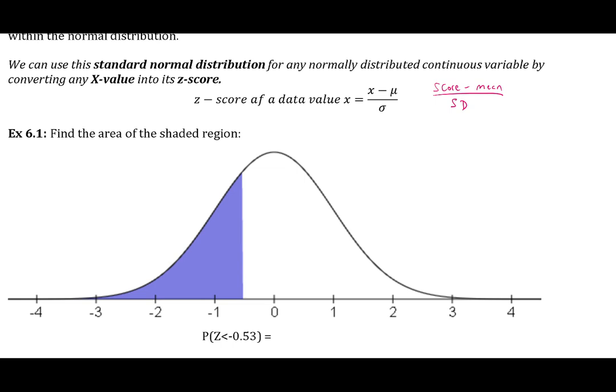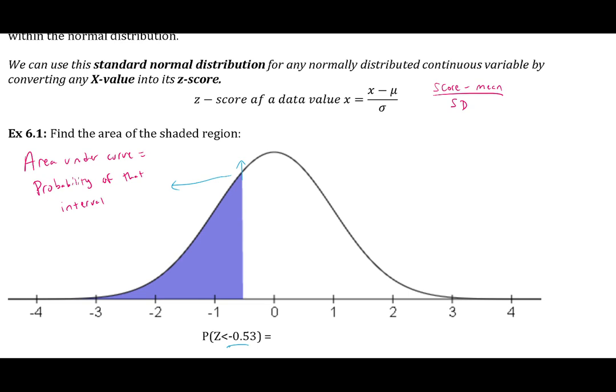This example 6.1 asks us to find the area of the shaded region. Remember that the area under the curve is equal to the probability of that interval. So this question could ask something like, what is the probability that from a given sample our x values lie to the left of negative 0.53 or are less than negative 0.53?